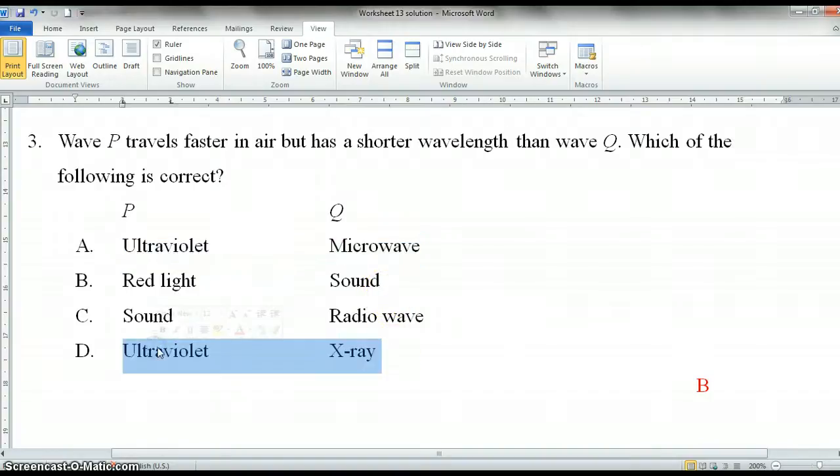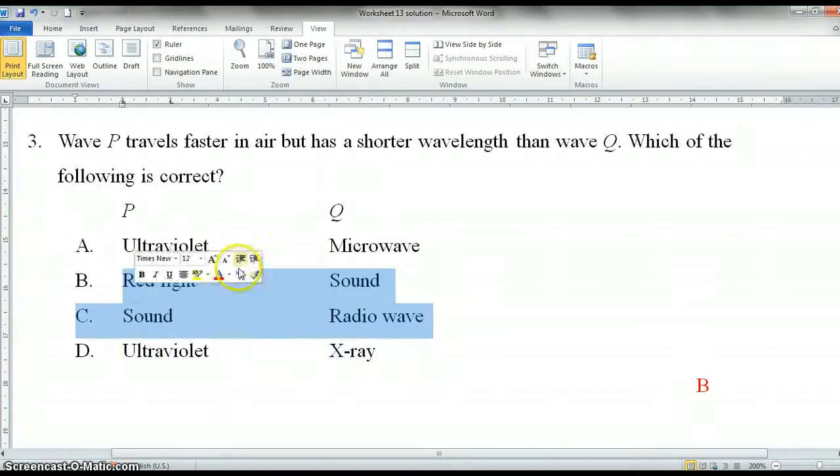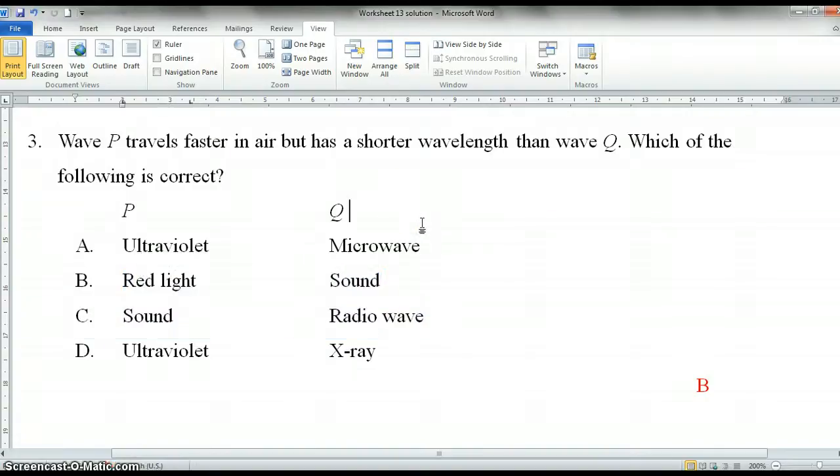Same thing for answer D. Which leaves us with B and C. Then you tell me, which one travels faster, sound or light? Do you hear the thunder first, or do you see the lightning first? We see lightning first, right? Which means light, which is an EM wave, must travel faster than the sound, which is thunder. So wave P travels faster in air. It should be an EM wave. So obviously answer has to be B already. We don't even need to consider the shorter wavelength anymore. Q automatically is sound. Answer B.